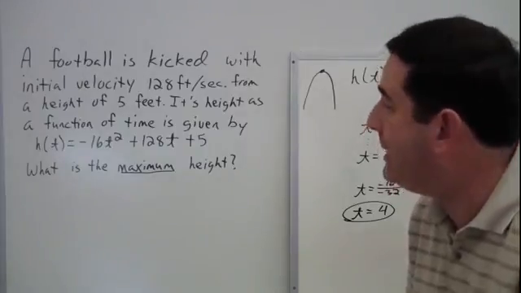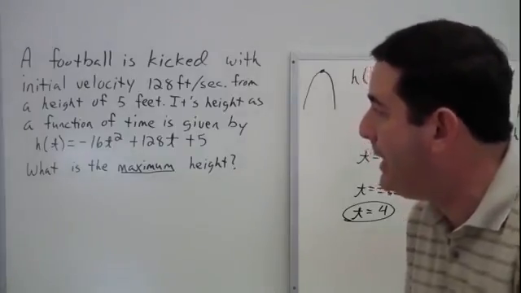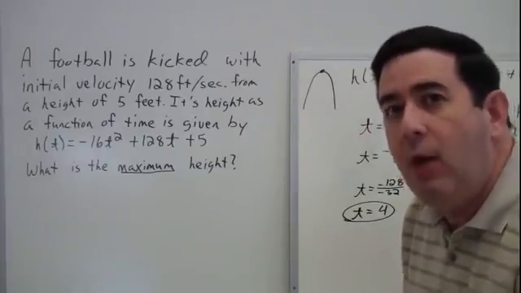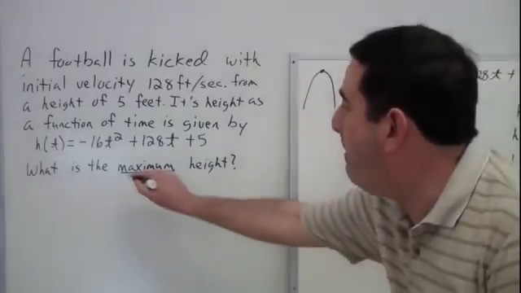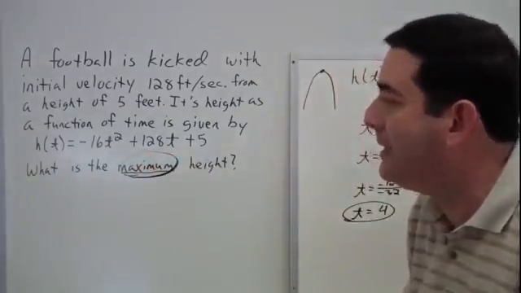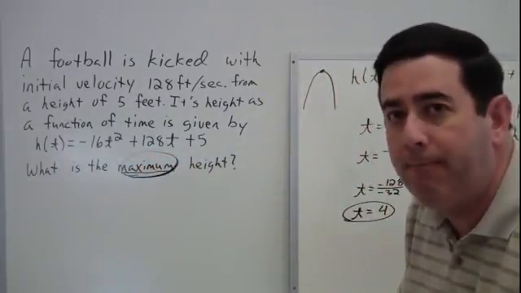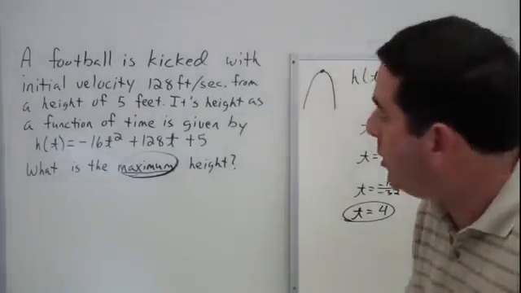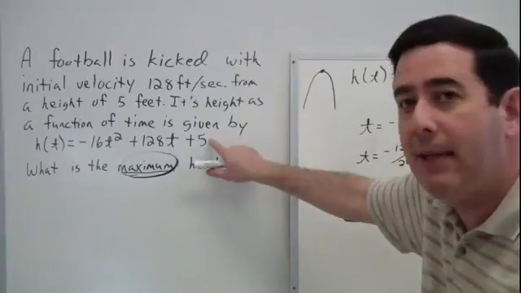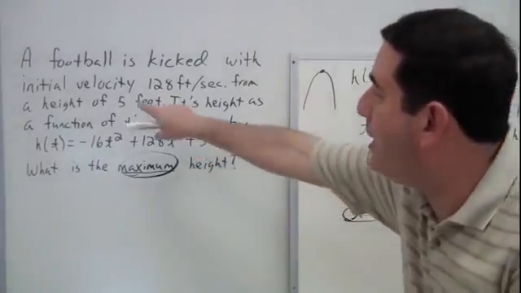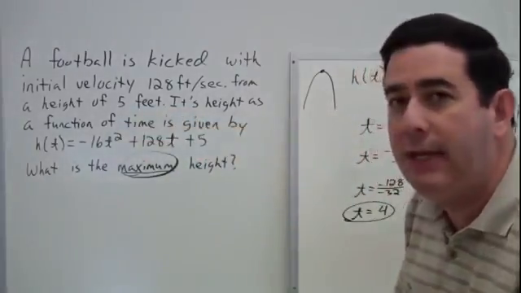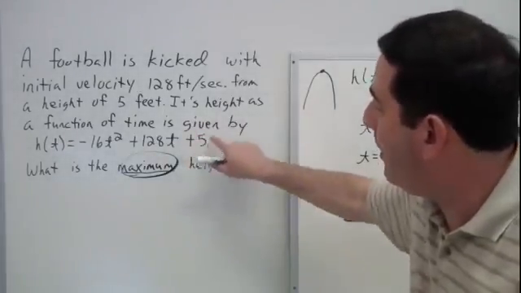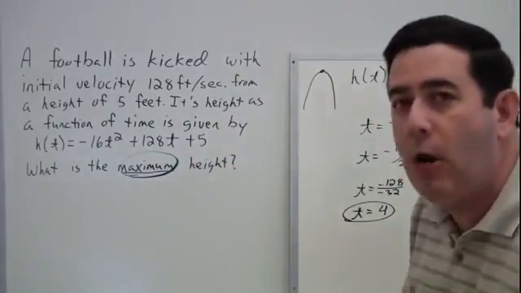h of t is equal to negative 16t squared plus 128t plus 5. We'd like to know what the maximum height that the football reaches will be. A couple of things for us to notice here about the equation. First off, the plus 5 at the back came from the initial height of 5 feet. Since it started off at 5 feet, we begin with a plus 5 at the end of our equation.